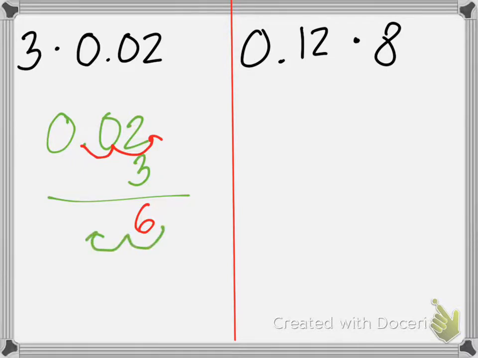1, 2. Like I said, if there's no number there, we just put a 0. That's what we get. For the second one, like I said, I'm going to line them up at the top, just like we do.